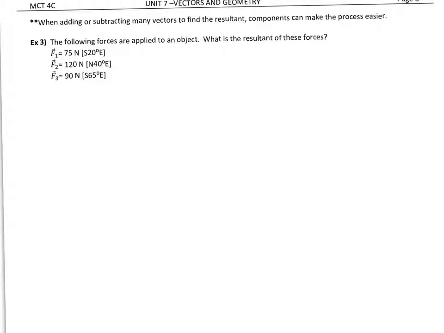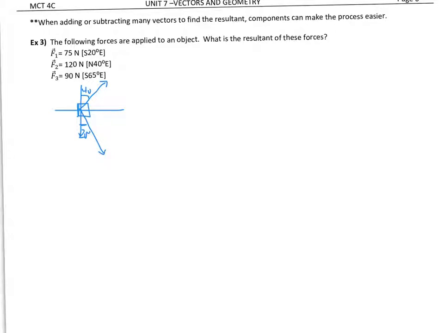So I have my object. Let me just draw a little box or an object of some sort. I'm going to add in my compass to that. I've got 75 newtons that is going south, but 20 degrees off to the east. So here's one vector, that would be force 1, and this little angle in here is 20 degrees. I also have force 2, which is 120, going north 40 degrees to the east. So this angle in here is 40, and that's actually 120.